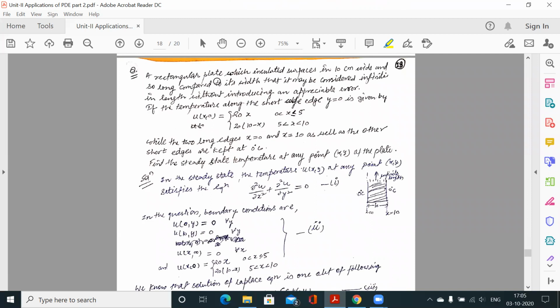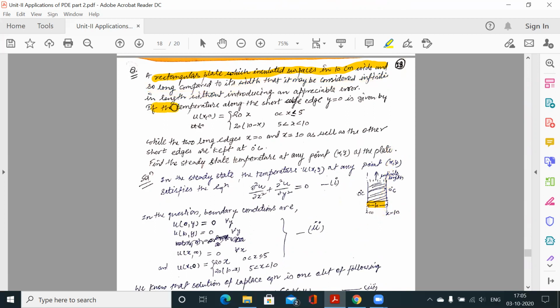Again, the rectangular plate with insulated surfaces is 10 centimeter wide. That means the width is 10 centimeter and its length is very high compared to its width. That is, it may be considered as infinite. So we can consider this an infinite length plate. Width is 10 centimeter, but length is infinite.